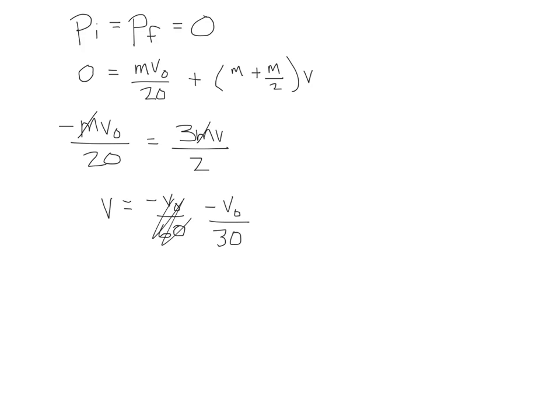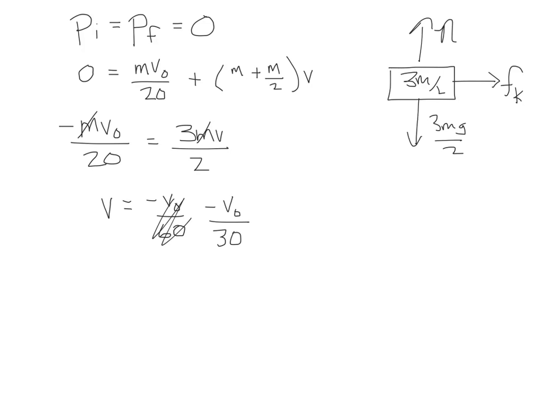Alright, and then part C says how long does it take the disk to come to rest? So now we are going to deal with friction. If I consider the disk and the person together with a mass of 3m over 2, then I'm going to have my normal force going up, 3mg over 2 going down, and my force of kinetic friction, which will be my net force, going to the right. You can solve this with either net force and then kinematic equations, or you can do the impulse momentum theorem. I'm going to set it up for the impulse momentum theorem.